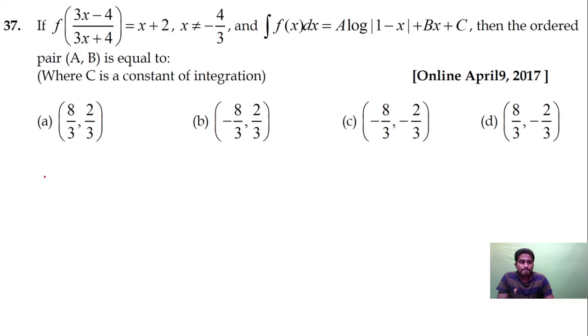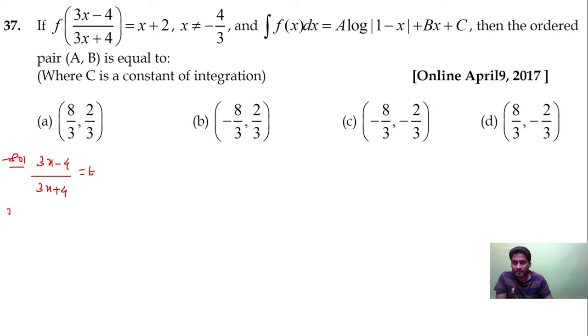Okay, let's move to the next question, guys. Question number 37. It's an online paper 2017 question. Now see here, what I'll do is I'll write 3x minus 4 upon 3x plus 4 is equal to t.